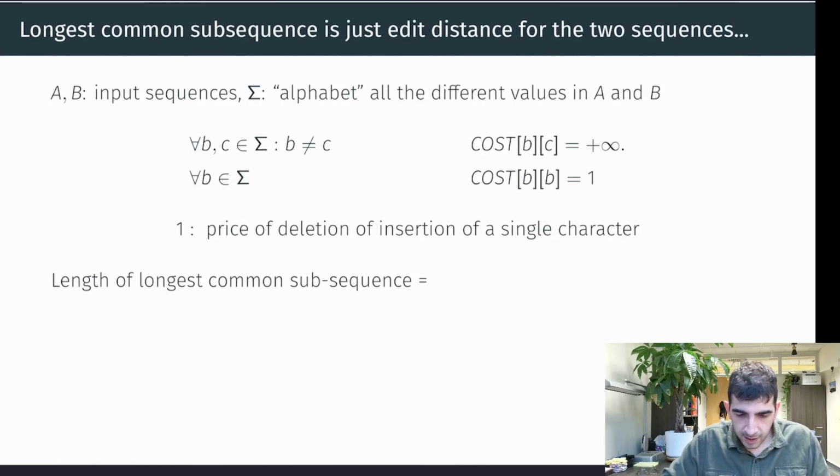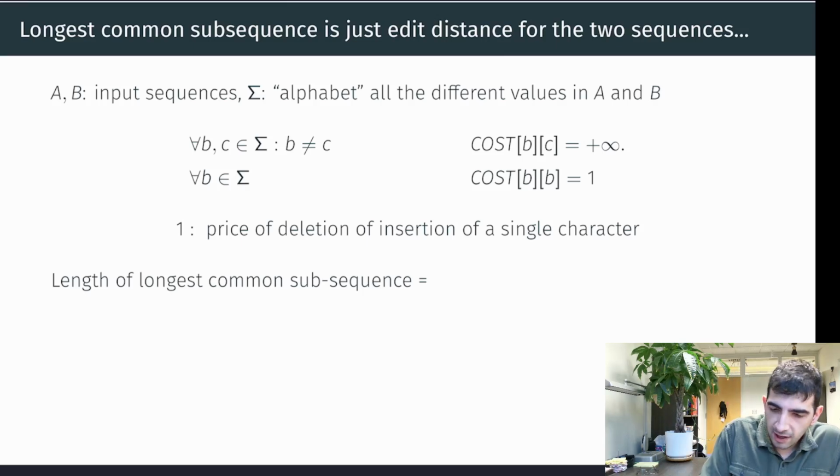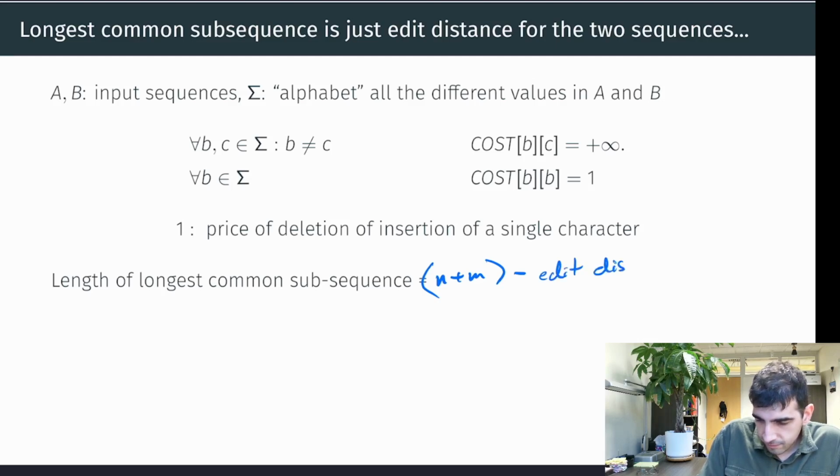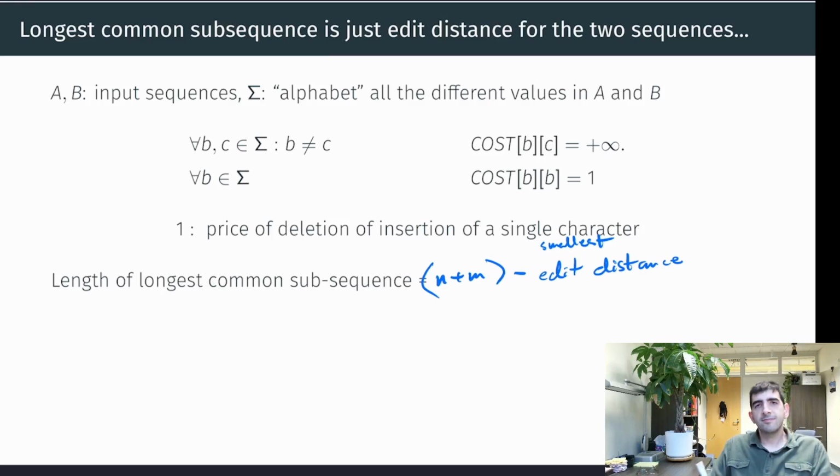So the length of the longest common subsequence is, what is it? It's n plus m minus the edit distance. Simple as that. Minus the smallest edit distance. Make sense? So the two things are analogous.